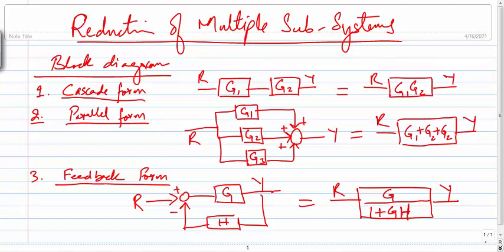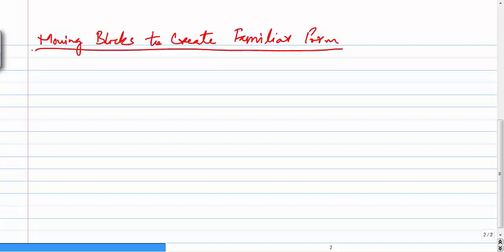Normally we have these and we have the solution. After that, for example, we can move blocks to create familiar forms, so that we can apply these basic three rules to solve those.